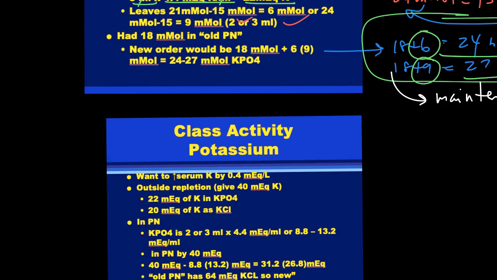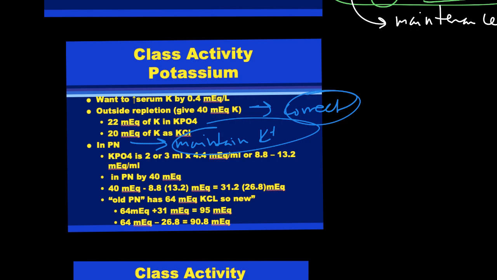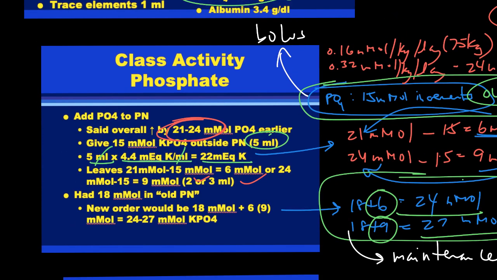We're going to do the same thing for potassium. Remember, he's hypokalemic, which is another indicator of refeeding syndrome. So you're going to give him outside repletion first to correct the electrolyte abnormality. Then you're going to give him potassium inside the TPN to maintain the potassium level. Okay, so remember that he's down potassium by 0.4.